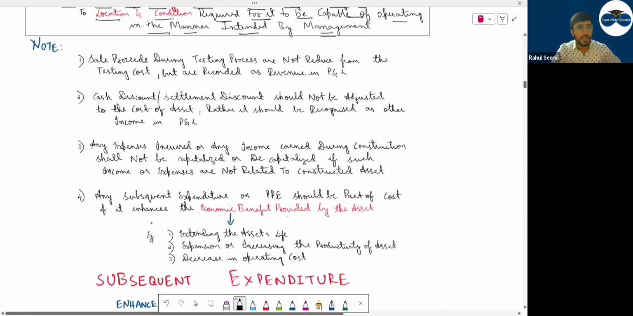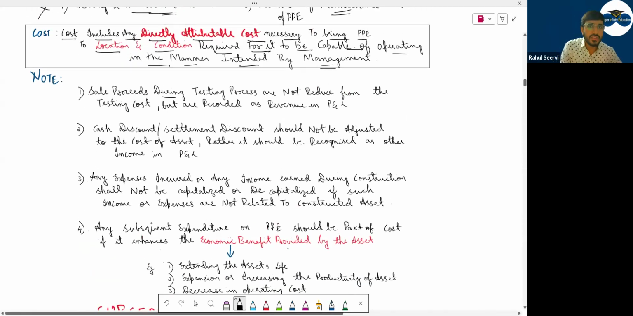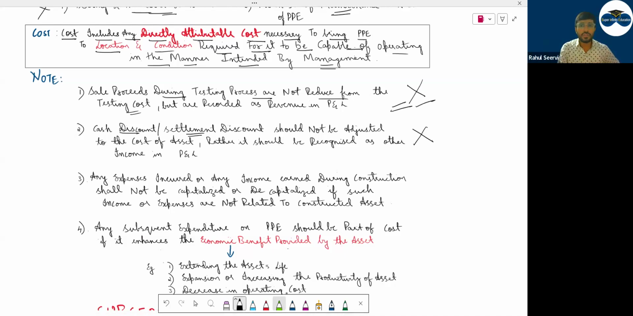Okay, chalo then. Some important points, important notes. Sale proceeds during the testing process are not reduced from the testing cost. Have we discussed this or not? We have discussed this. You will not include it. Cash discount or settlement discount: will you consider this? No, you will not consider this. This will be recorded in revenue. This you will ignore.